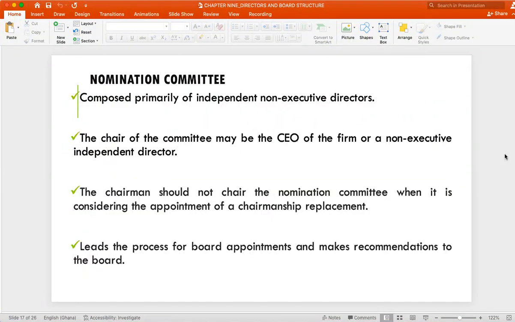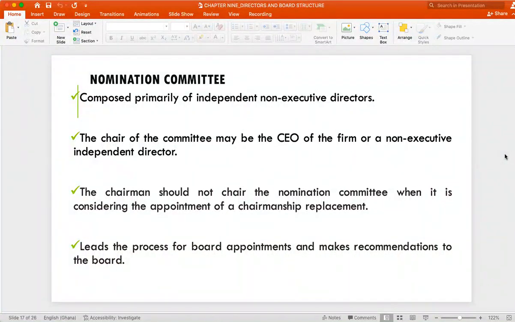Sometimes they link their bonuses to, say, share price increases, sometimes all manner of things. So the committee must find out whether the framework for determining the compensation and remuneration of CEOs is actually rational and reasonable. Okay. Then we have the nomination committee, composed primarily of independent non-executive directors.